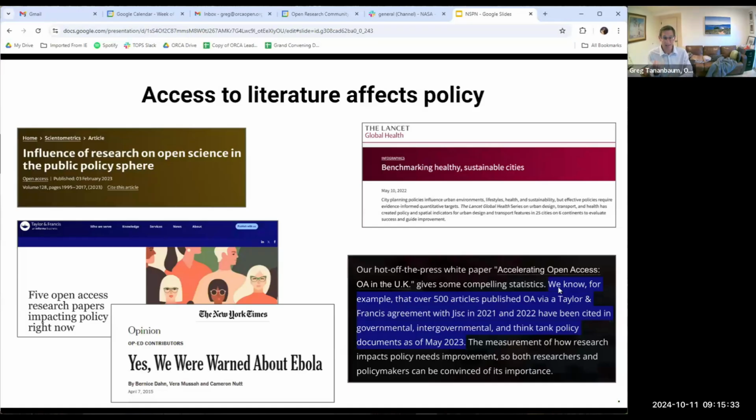And that series has been practically used. We know it's been used by cities and townships around the world to help create or contribute to healthy and sustainable cities. There are a number of other examples on the page, and we can obviously provide links and so forth, but I do want to talk specifically about one of them, which is the New York Times opinion that says, yes, we were warned about Ebola.